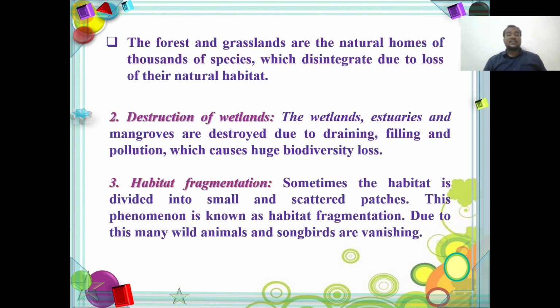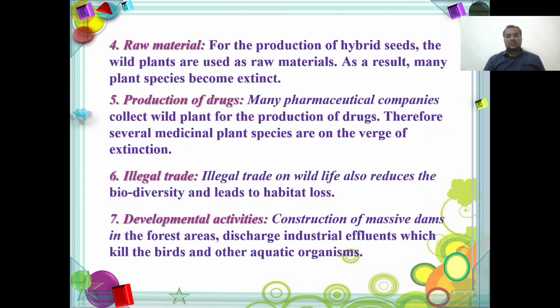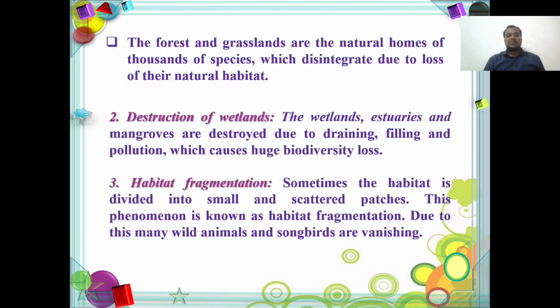Then destruction of wetlands. The wetlands and mangrove forests are destroyed due to draining, filling and pollution, which cause huge biodiversity loss. Then habitat fragmentation. Sometimes the habitat is divided into small and scattered patches. Then some other factors affecting biodiversity.